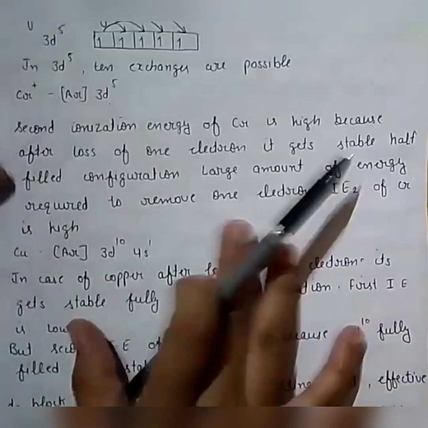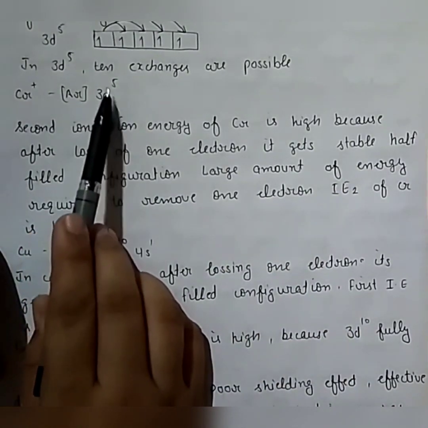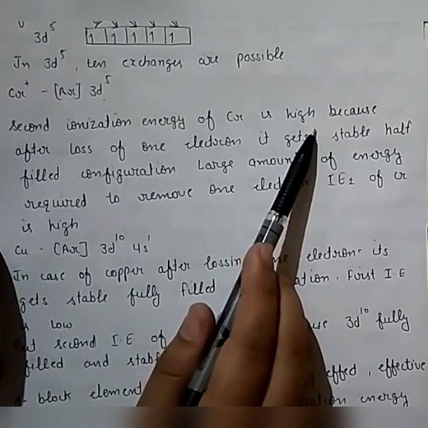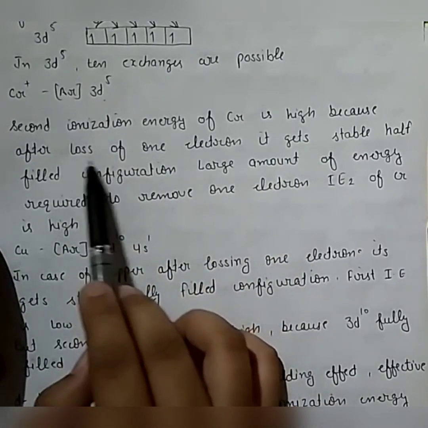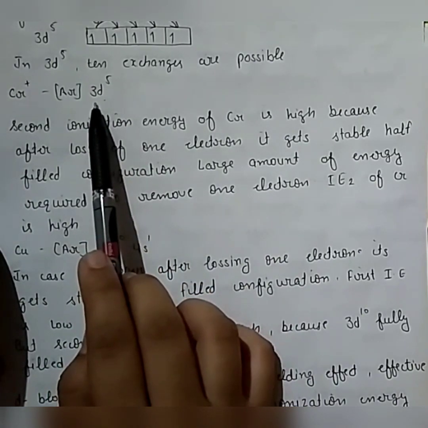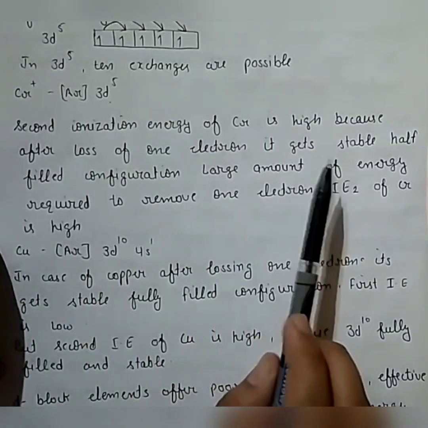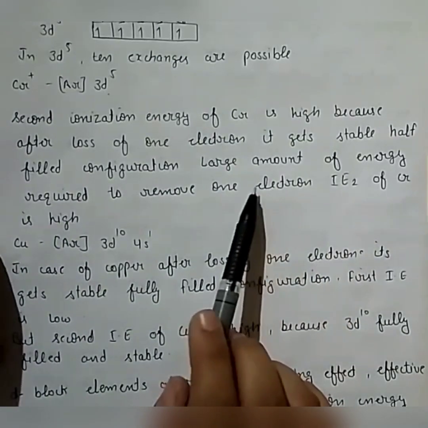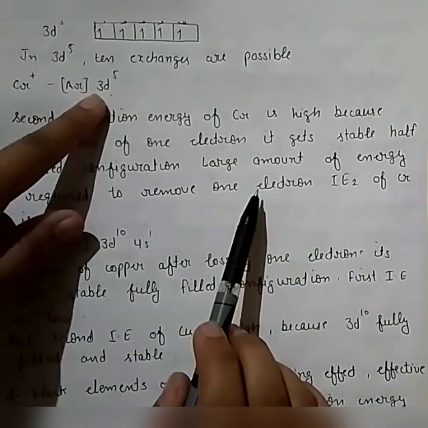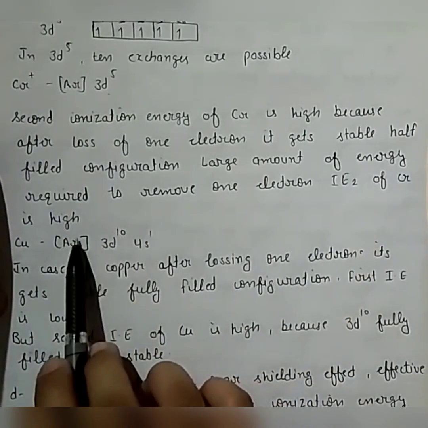Now see the example of the chromium positive ion. The configuration is 3d5. The second ionization energy of chromium is high because after loss of one electron it gets a stable configuration, and the stable configuration is half filled. So it is difficult to remove one electron. We need a large amount of energy to remove this electron. So the second ionization energy of chromium is high.